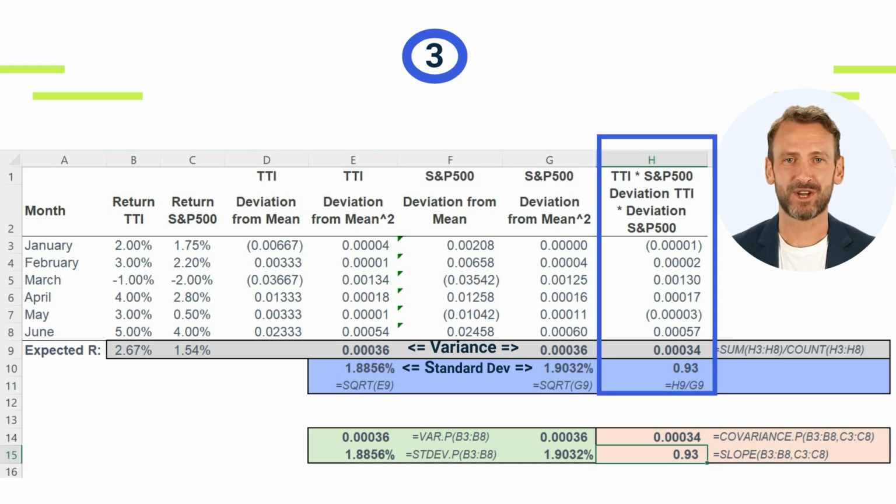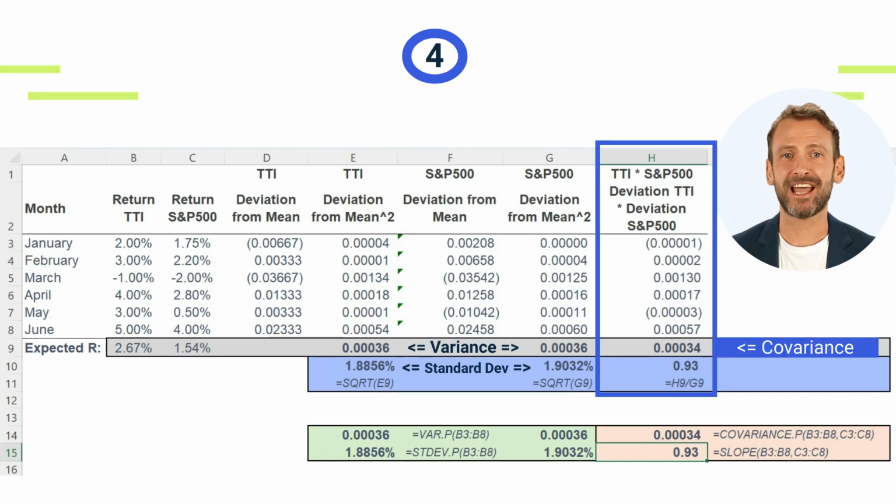That is, the values from column D with the values from column F. This will give us the interaction of the deviations of TTI and SP 500. As the next step, we calculate the average of the interactions, which is the covariance between TTI and SP 500, and it tells us what the usual behavior is between the movements of TTI and SP 500.